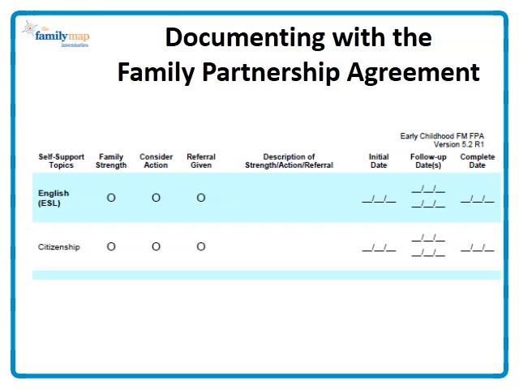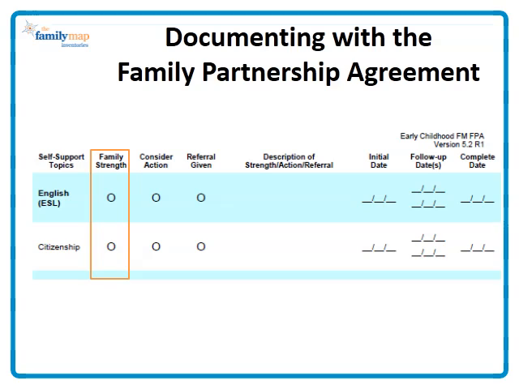To use the Family Partnership Agreement correctly, it will be important to know where to document all the information. The Family Partnership Agreement could be split into two separate sections. Here we see the top section. In this top section, you would document your family strengths, topics to consider action, and referrals.